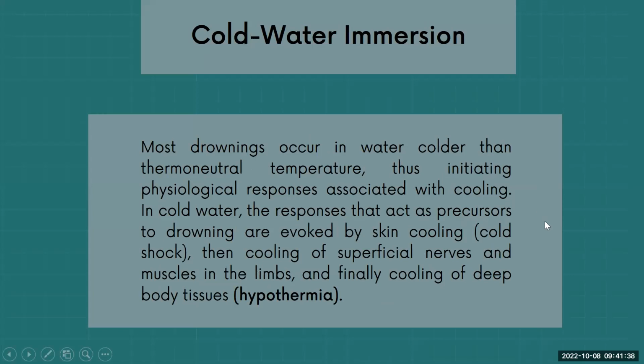Next is cold water immersion. Most drownings occur in water colder than thermoneutral temperature, thus initiating physiological responses associated with cooling. In cold water, the responses that act as precursors to drowning are evoked by skin cooling, cold shock, then cooling of superficial nerves and muscles in the limbs, and finally cooling of deep body tissues, hypothermia. So there are stages of cold water immersion. The first is skin cooling, the cold shock, then cooling of the superficial nerves, and then the deep body tissues or hypothermia.